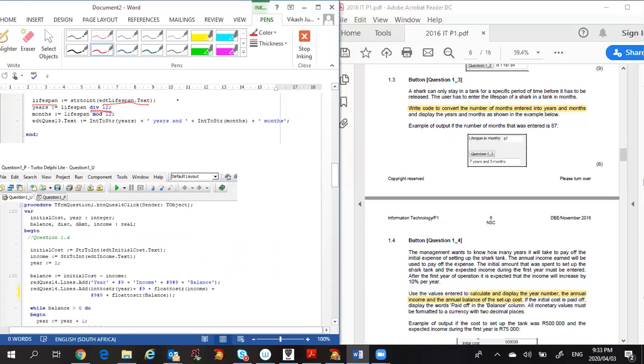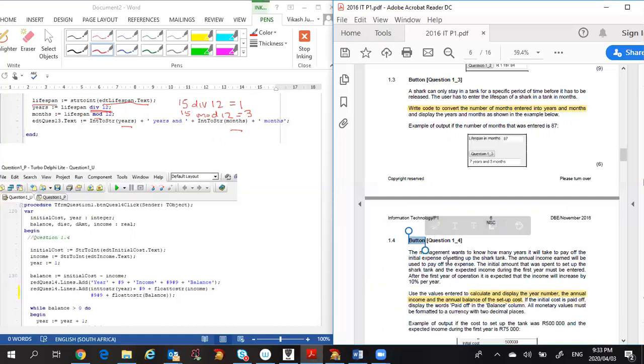So if I had a total of 15 months and I had to say 15 div 12, I'll get 1 year out of that. And then to get the remainder, we use mod. So the total number of months, in this case, if it was 15, and I then say mod 12, 12 can go there 1 time, that's the div, remainder is 3. And that will give me the number of months that's left over. And thereafter, the number of years and the number of months is then displayed. Let's look at question 1.4.